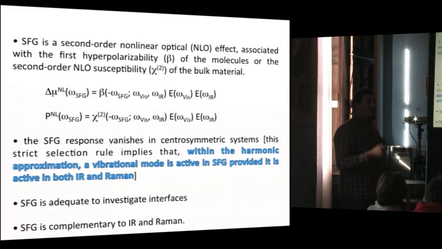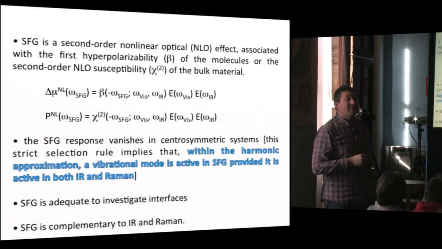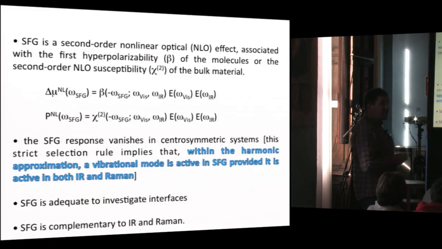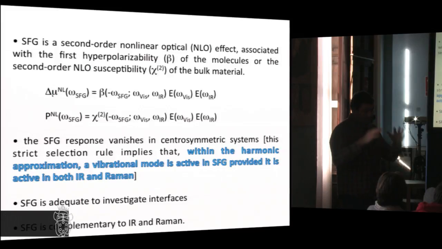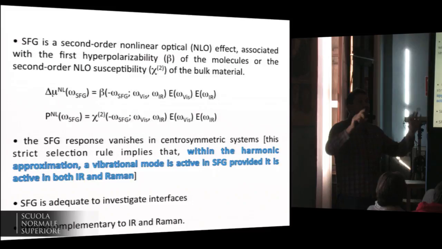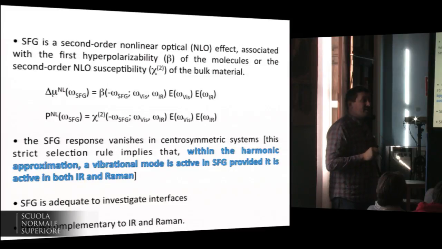So if it is a second order NLO process, it means that it will vanish in centrosymmetric medium. And this is the strength of SFG, because if you are dealing with a system like an interface, you have a bulk below, you have some bulk above, and between you have an interface. The two bulks are centrosymmetric, so you have no response from the bulks, but you have a response from the interface. And thanks to these techniques, you can probe the organization of molecules at interfaces.